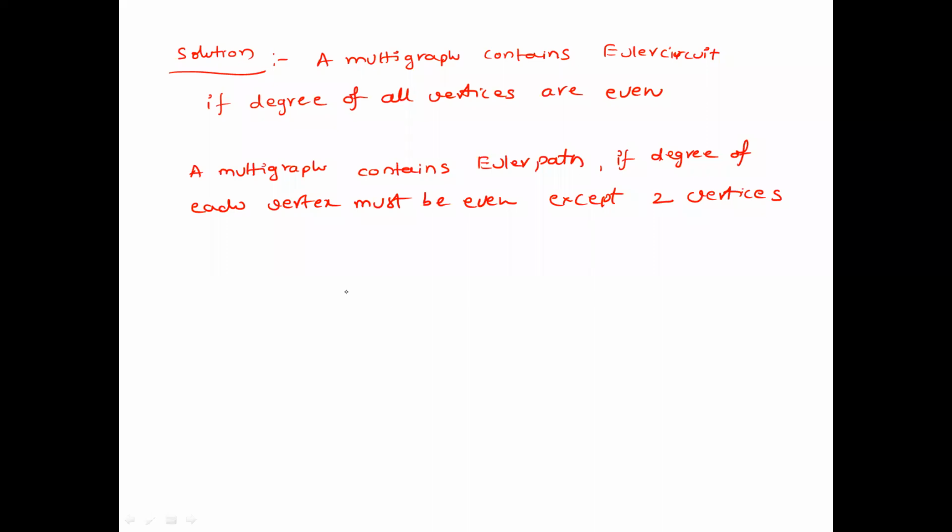In that case, there is a chance of having an Euler path. But for the Euler circuit, it is straightforward: all must be even. For the Euler path, all must be even, but two vertices can have odd degree. So that is the reason.